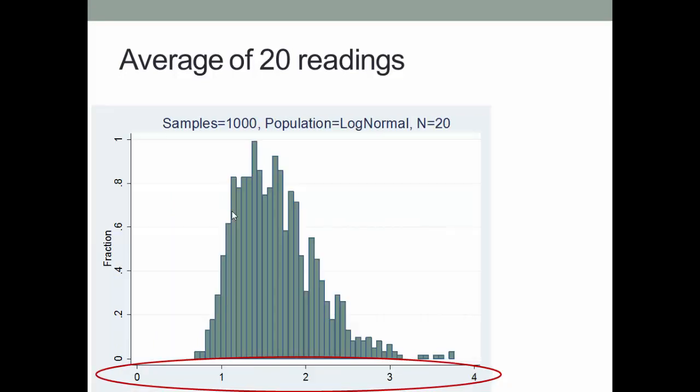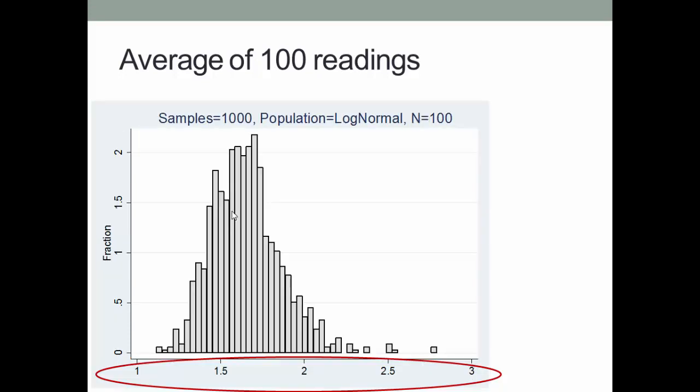This is what happens if we go up to 20 readings. So we're taking a sample at random of 20 people, we're getting an average, and then we're repeating that process 1,000 times. So this represents the distribution of the sample averages. And the same thing again, the spread is reduced and it's becoming more bell-shaped, more normal. This is what happens if we go up to 100 readings. So it's even better now. The spread is even tighter than it was before, and the distribution is becoming even more normal.